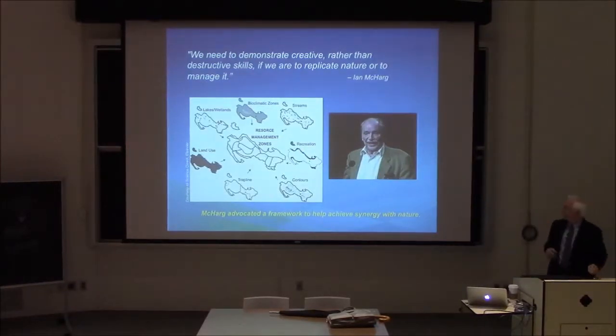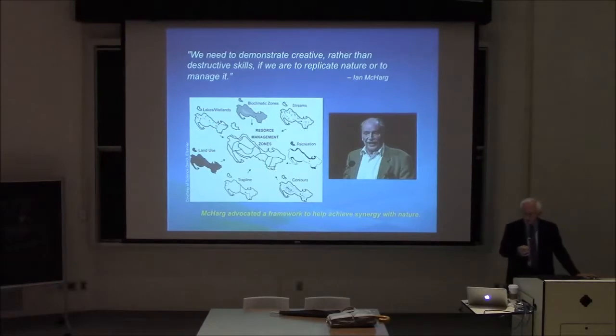Well, some of you may have heard of Ian McHarg. He wrote a very famous book called Design with Nature. And his whole idea was that, as he said in this quote, we need to demonstrate creative rather than destructive skills if we're to replicate nature or manage it. So I think it's a bit arrogant of us as a society to think we can manage nature, but we've done so much destruction that in some ways we have to manage it back to an equilibrium that's going to work for us. He advocated a framework to help achieve this synergy with nature, and this is really a bit of a description of his framework.